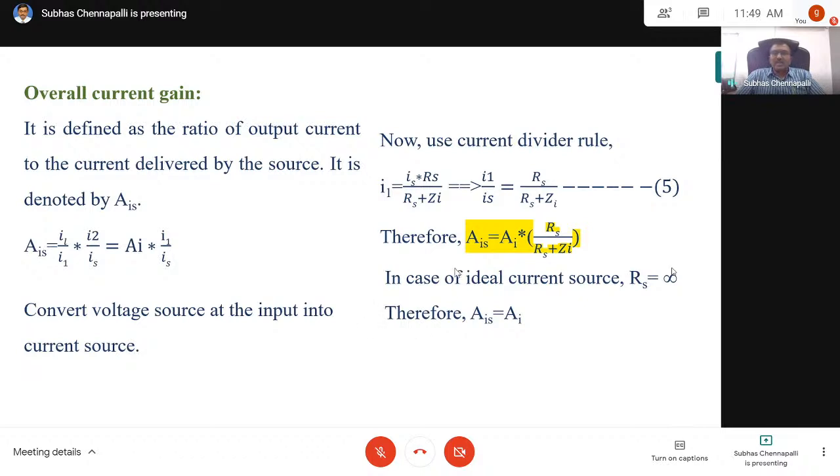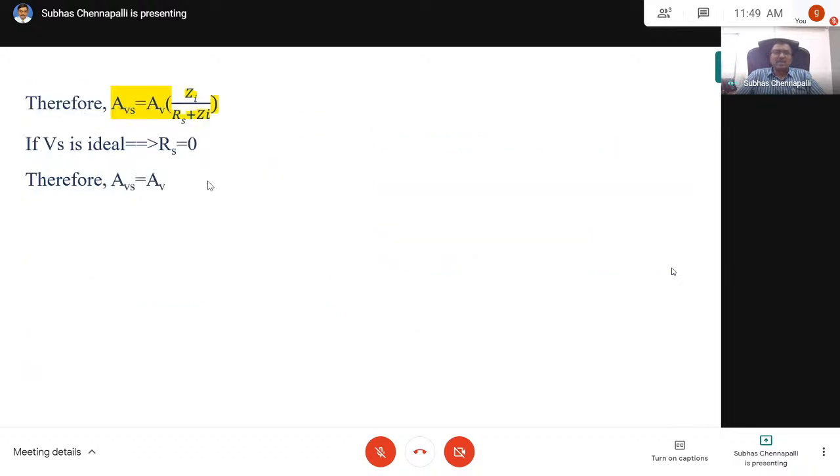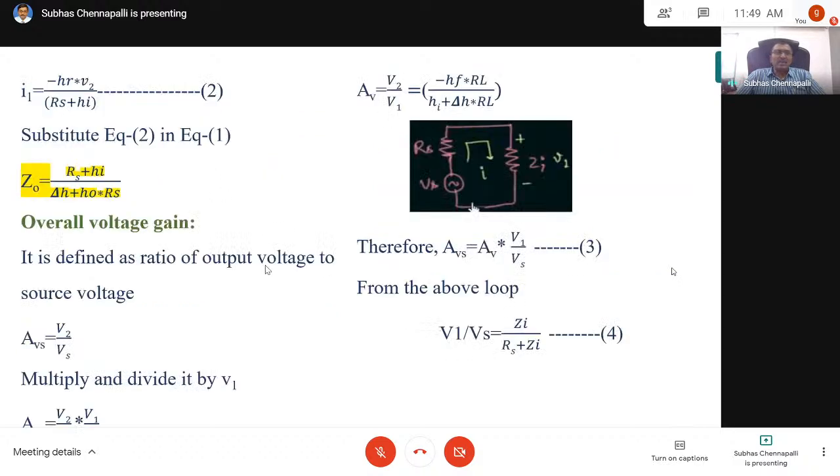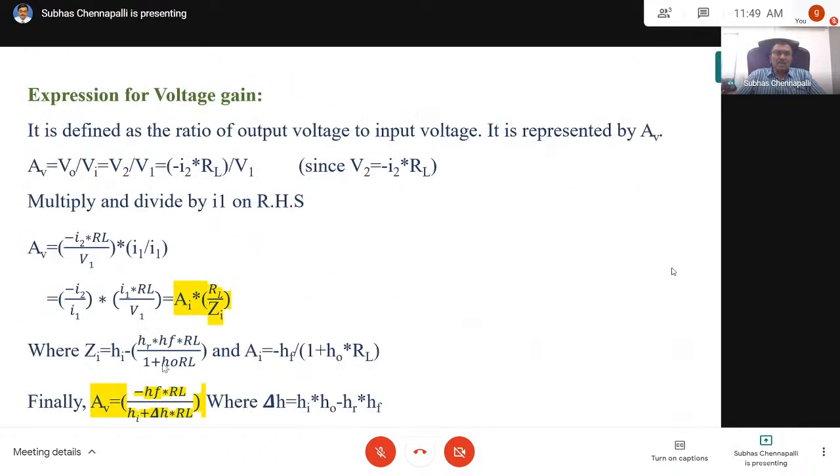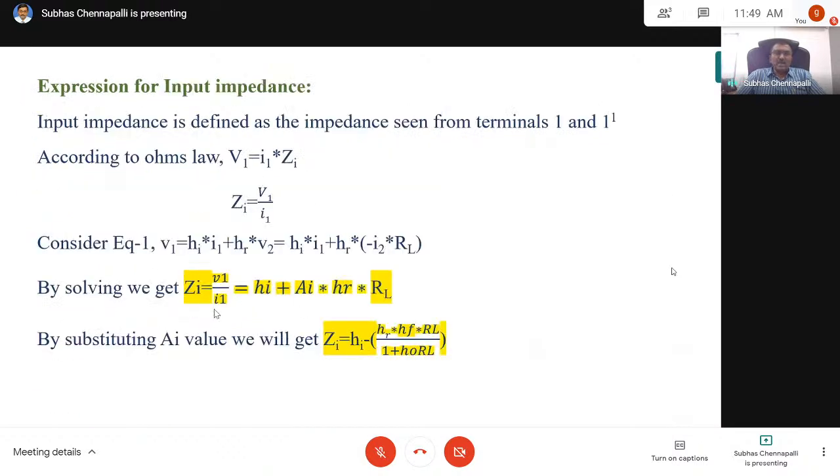My suggestion is to always remember the formula in terms of the formulas already derived. Suppose AI was already derived, ZI was derived. So it is better to remember the easier way. Similarly, the previous AVS is equal to AV like this. Similarly, Z0 is equal to RS plus HI, I think this is better. Like that, here the voltage gain is like this, AI into RL by ZI. You should know what AI and ZI are. ZI, you leave it at this position, you remember what AI is. Like that.